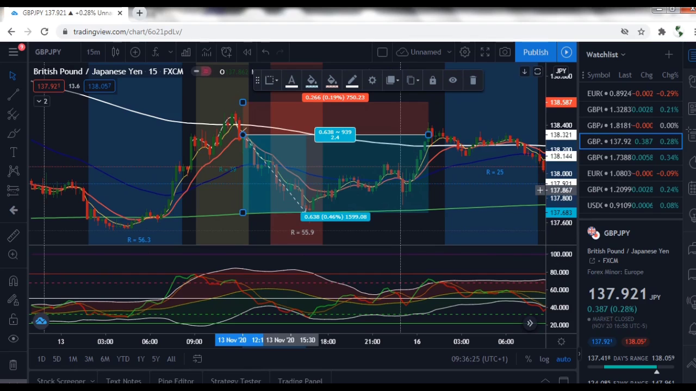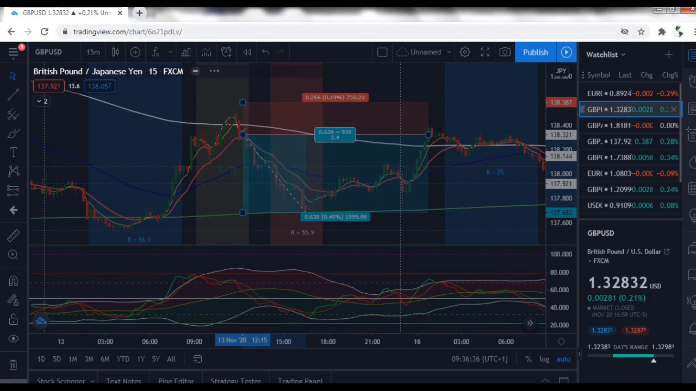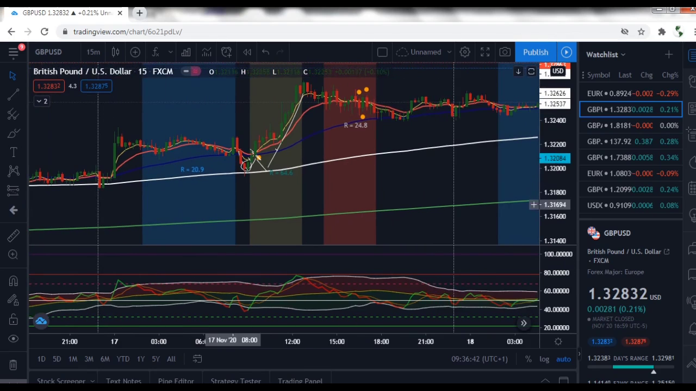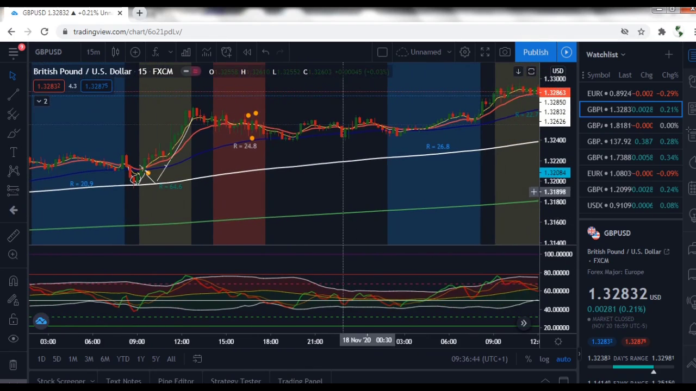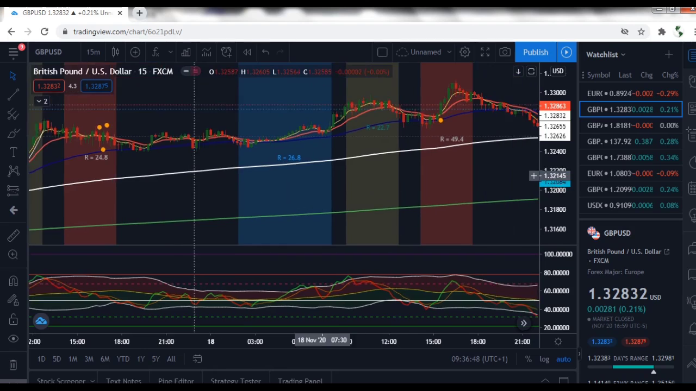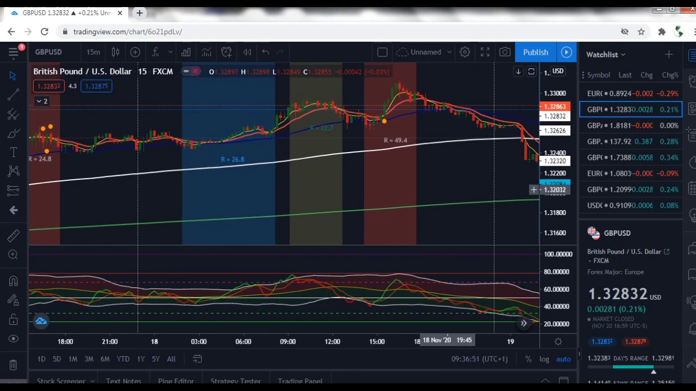Let's see, let's go to GU November 18th. Let me see if I can see any other trade I took. GU November 18th. This is November 17th. Okay, let's see November 18th. And this was 18th, right? This was 18th.